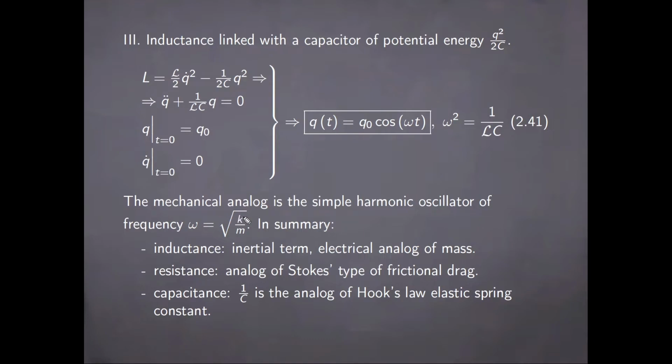So the mechanical analog is the simple harmonic oscillator of frequency omega equal to the square root of the spring constant divided by the mass. And in summary, our conclusions would be that the inductance is an inertial term, so it's the electrical analog of mass. The resistance is a dissipation term, analog of Stokes-type frictional drag. And the capacitance, written as 1 divided by C, is the analog of Hooke's law elastic spring constant.